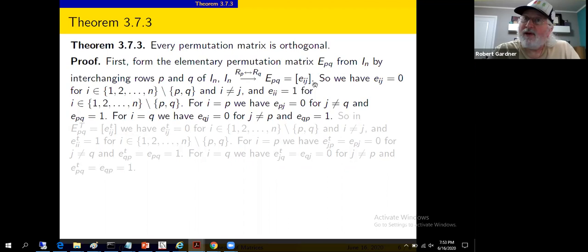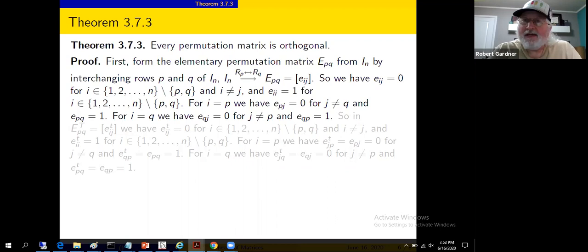All right, so let's see. We're going to try to show that this E sub PQ matrix is an orthonormal matrix. And we'll do so by taking it and multiplying it by its transpose.